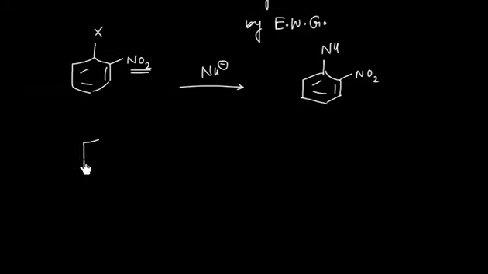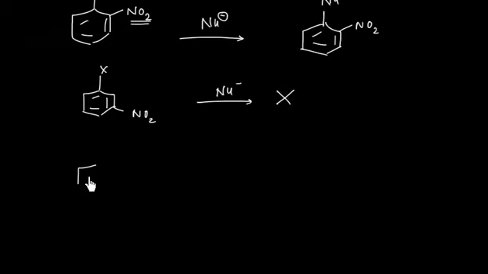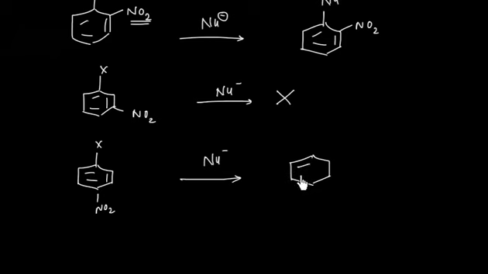But if the electron withdrawing group is attached at the meta position, this reaction will not take place. Now if the electron withdrawing group is attached at the para position, once again we will have a nucleophilic substitution reaction.